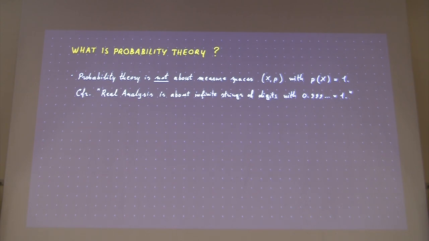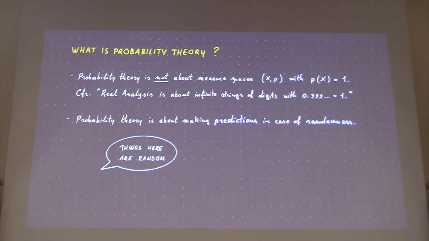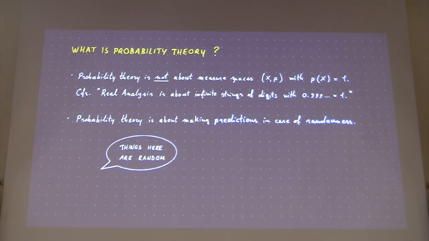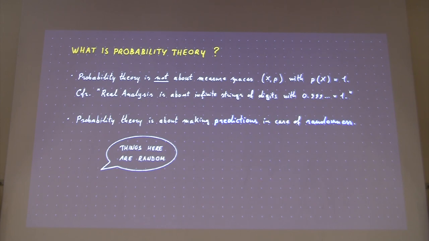For an analogy, real analysis is not about strings of infinite digits such that 0.999 is 1. Of course, that's one way you can construct real numbers. So in a very low sense, it is about that, but that's not the point of the whole field, okay? What probability theory is mostly about is making predictions in situations of randomness. It's probably the most applied area of mathematics, especially if you include statistics. And it has very, very strong predictive power.